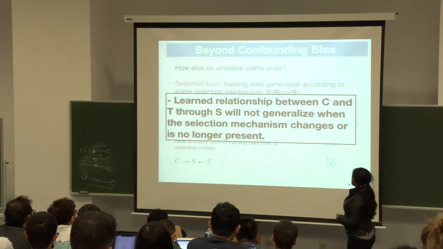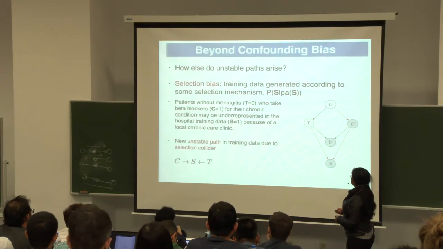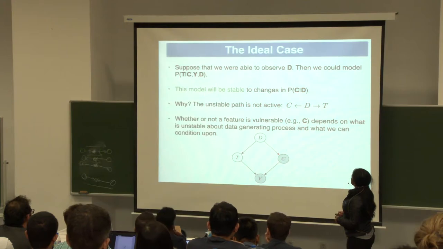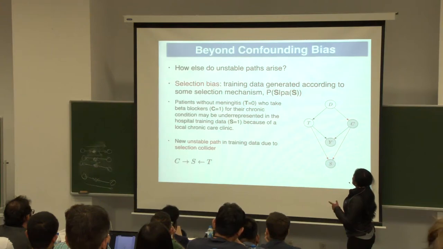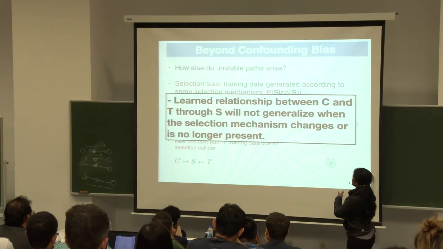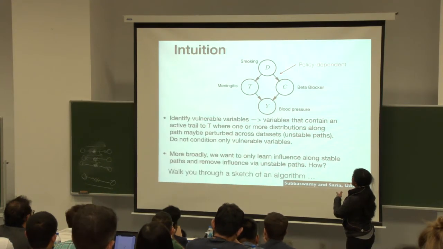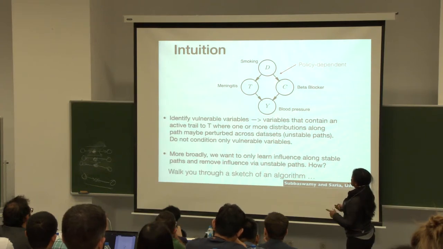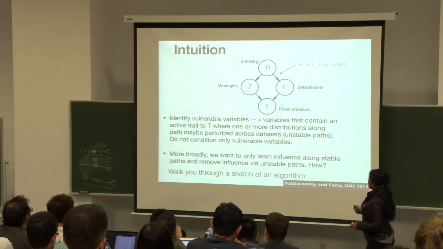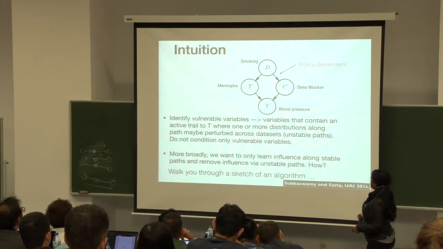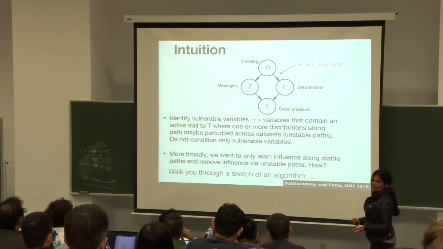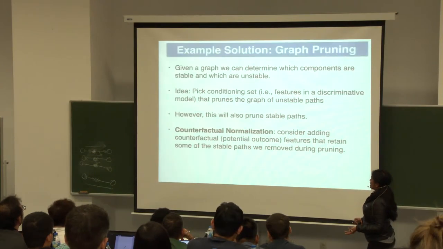So step one was constructing the learned relationship between C and T. Where are we? So, I'm going to come back to this later. This is another example of bias that is actually quite present that you often miss. So I jumped ahead a few slides, so the intuition here was, identify vulnerable variables, variables that contain active trails of T, where vulnerable distributions along the path may be perturbed across data sets. Okay. More broadly, you want to only learn influence along stable paths and remove influence beyond stable paths. How? I'm going to walk you through one sketch of the algorithm.